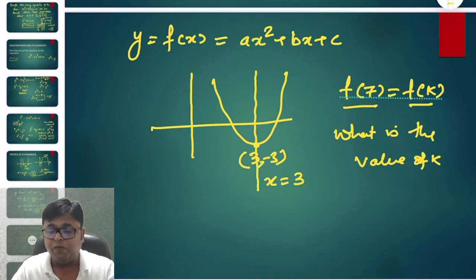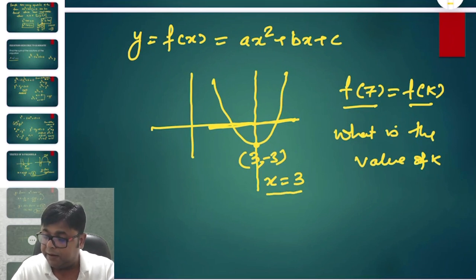So I have two values which are equal. So I can say definitely one will be on the right of the line of symmetry and the other will be on the left of the line of symmetry. And the line of symmetry is x equal to 3.